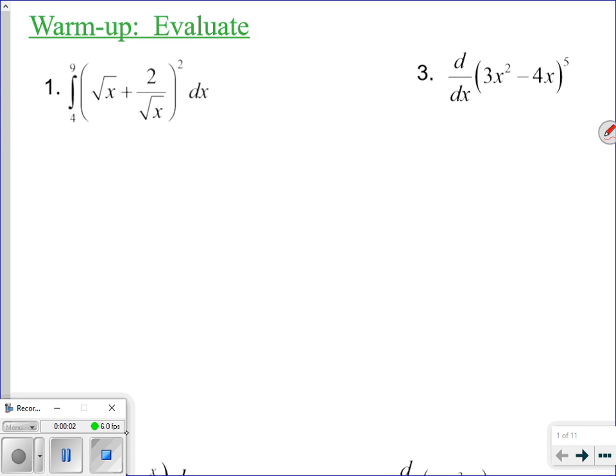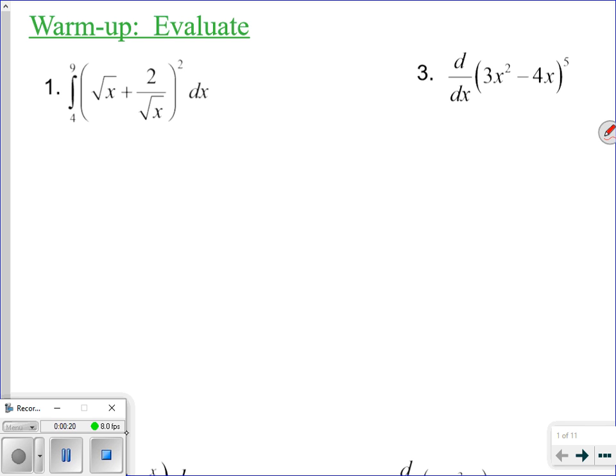Okay, hello, and welcome to our next lesson in integrals. We are learning a new shortcut rule, and it is called U substitution. We use this rule to kind of work backwards from chain rule with derivatives.